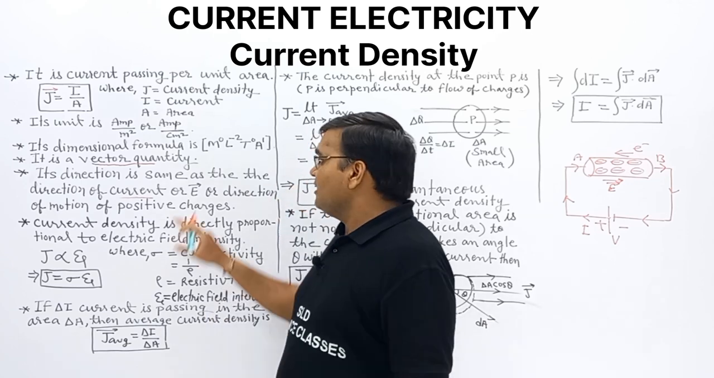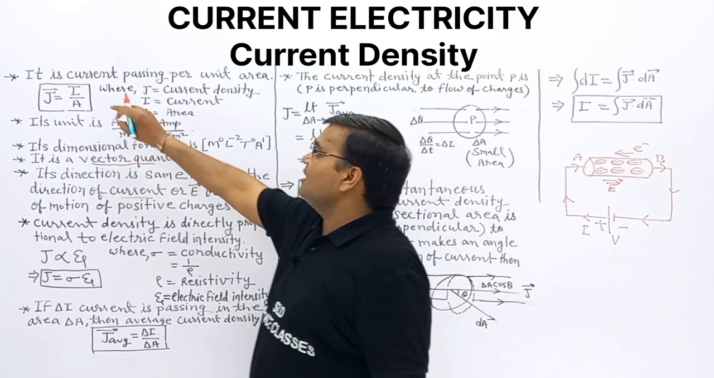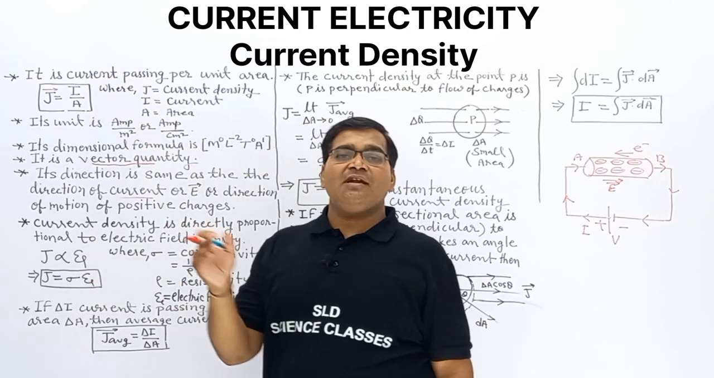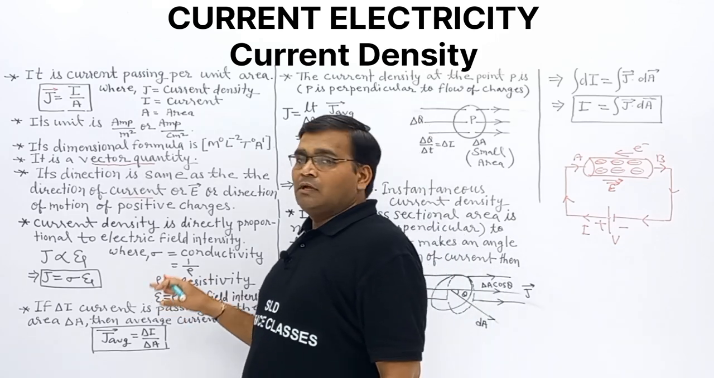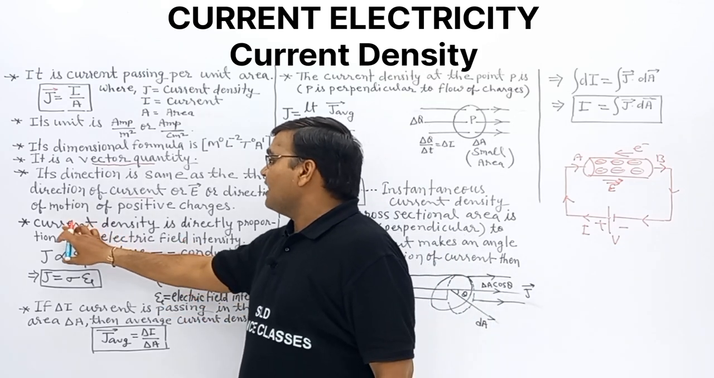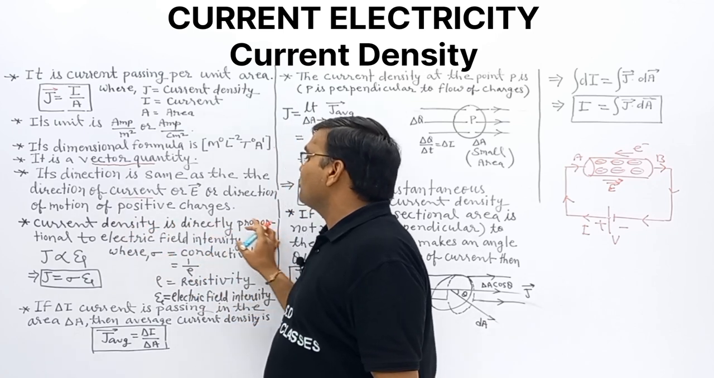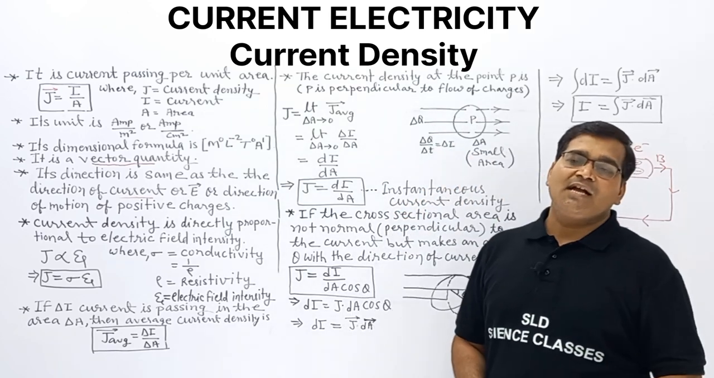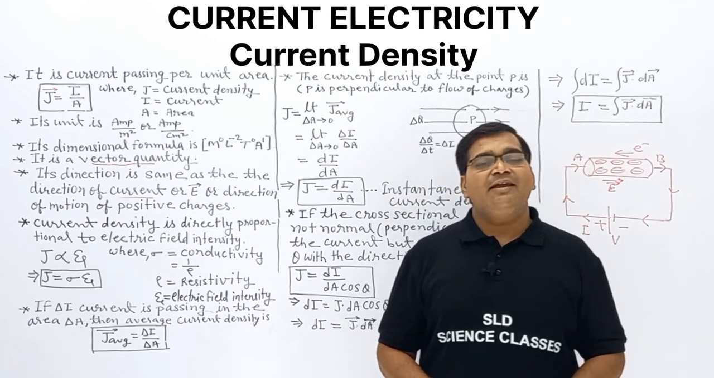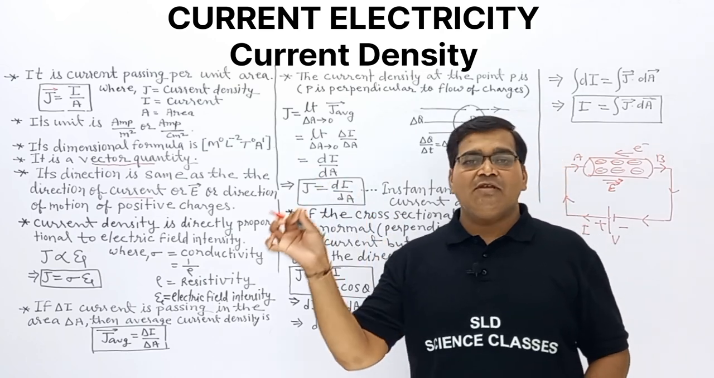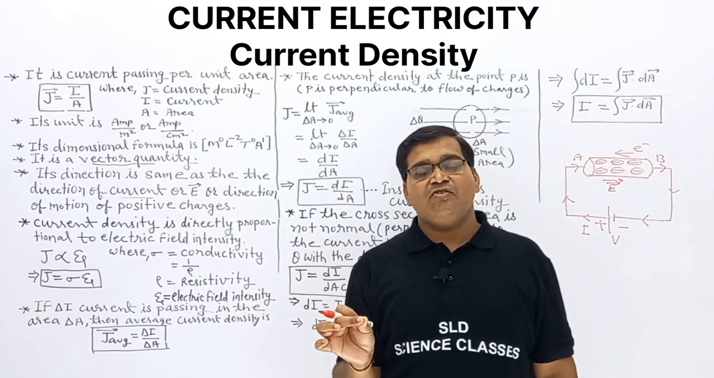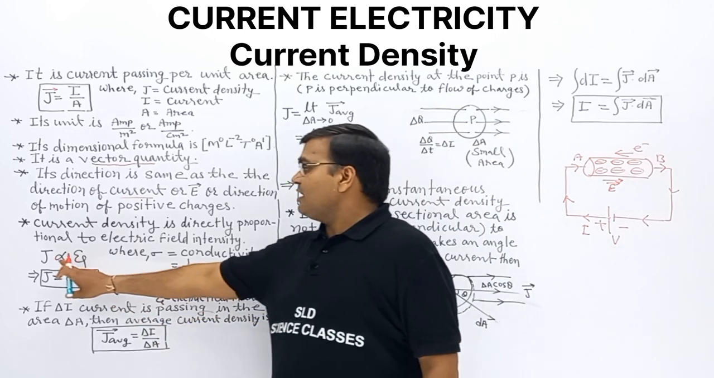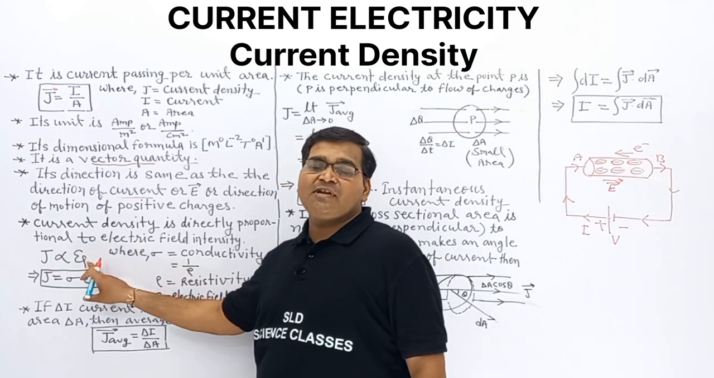Similarly, in electric current we studied normal current, then average electric current, and finally instantaneous current. So here also, this is the normal current density. When we talk about the average current density, before that I am taking this one. Current density is directly proportional to electric field intensity. We already studied in Ohm's law: at constant temperature, current density is directly proportional to electric field intensity. We verified that also.